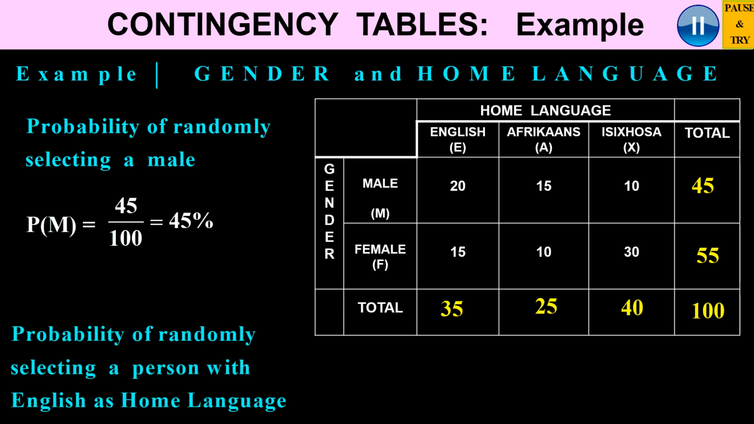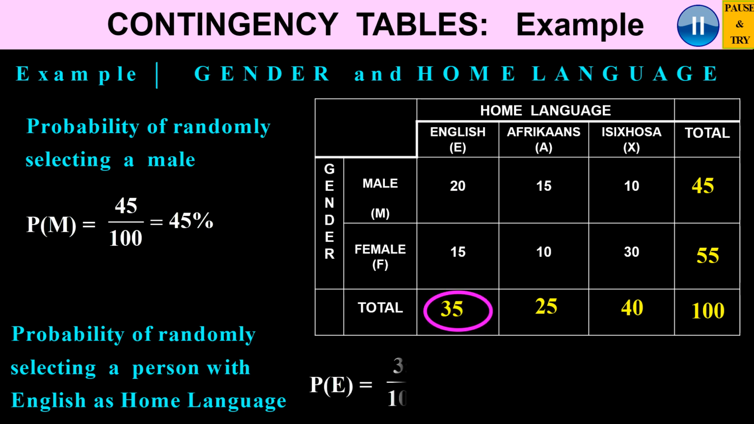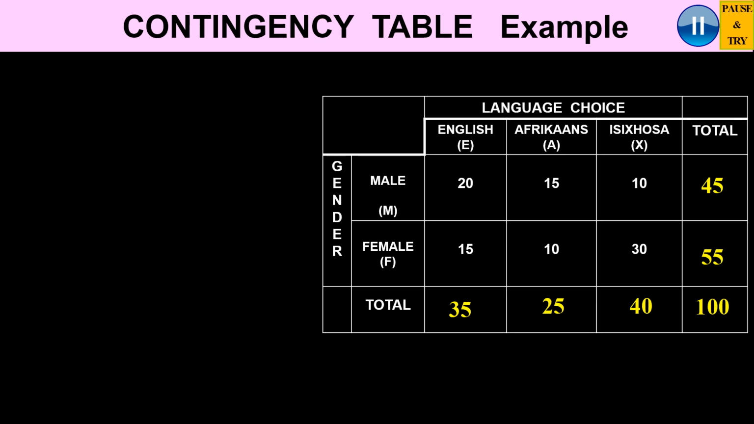Let's look at another example. The probability of randomly selecting a person with English as a home language, right? So this is just a person with English, so I have to follow the English. And how many people have English as a home language? That's 35. So the probability there is 35 over 100, and 35 over 100 is just 35%, right? Now let's continue.